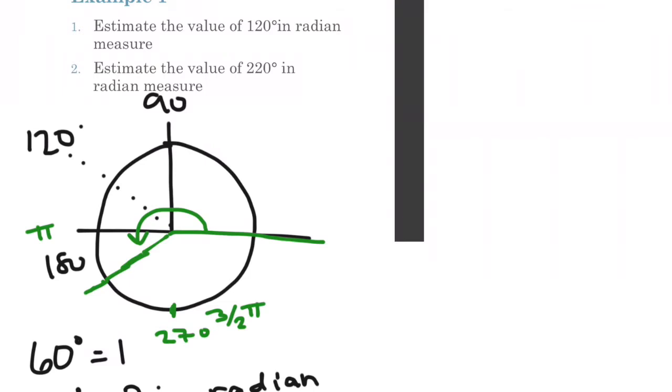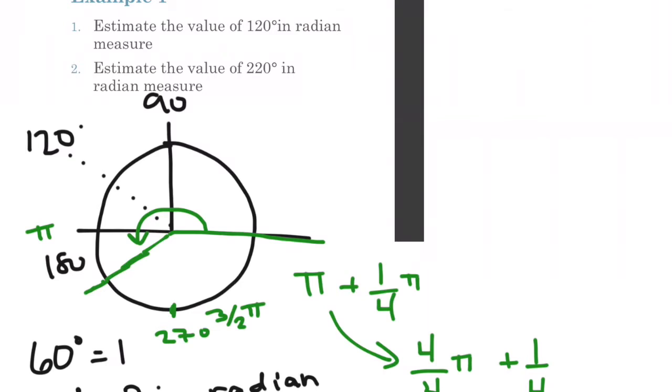So we can do it that way. Let's say, so there's 3 over 2 pi and 180 degrees. I would go for about pi and a quarter pi. So pi and then a quarter pi, an extra little bit. So that would be 4 pi over 4 plus another quarter. So that's going to be, we'll say 5 pi over 4. And that would be my estimate for this one.